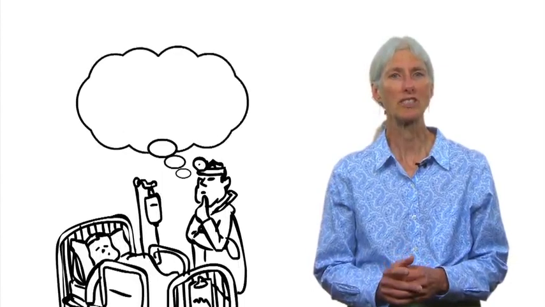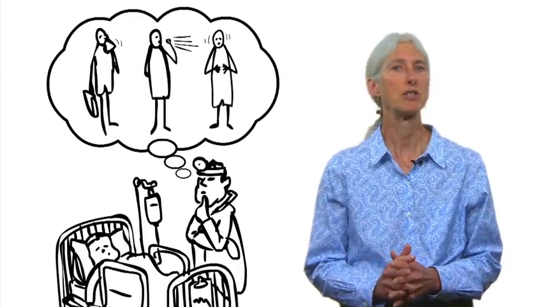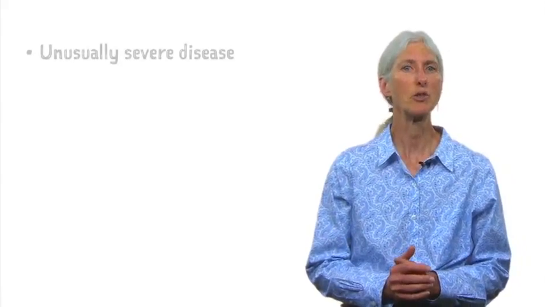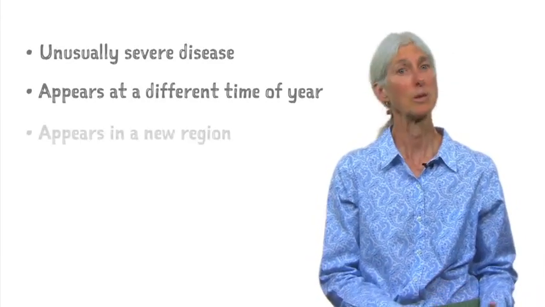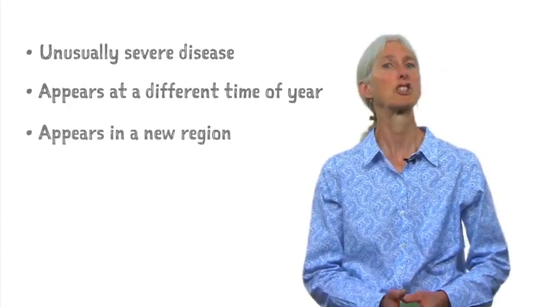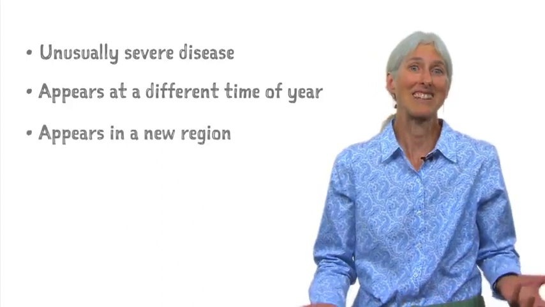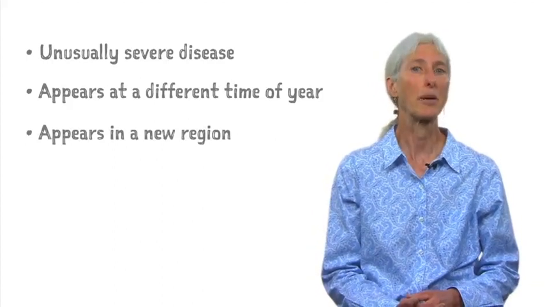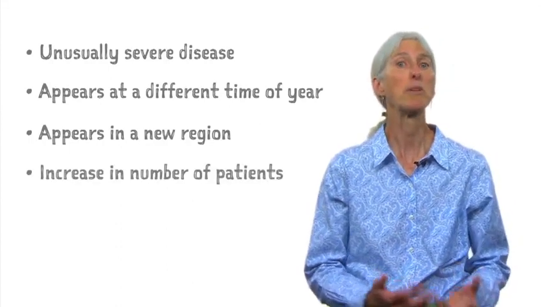The investigation starts when health professionals notice that there is something different about disease symptoms, or the number of individuals with specific disease symptoms. For example, there could be reports of unusually severe disease, or a disease that is common in some geographical areas could appear at a different time of the year or in a new region.